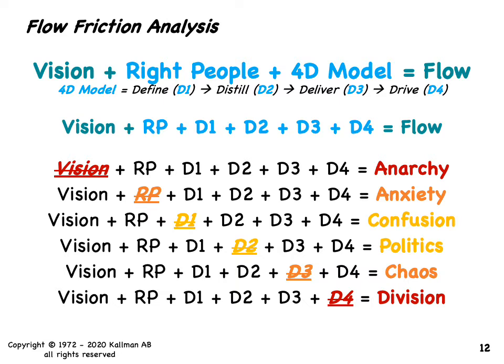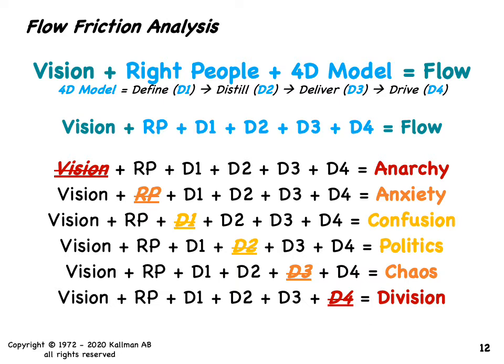Division in English literally means two separate visions. If you end up with multiple visions, then everybody's going to do what's right in their own eyes, but that's not necessarily going to get you any closer to delivering the increment for that product, service, or result that you originally envisioned. And so this is the flow friction analysis.